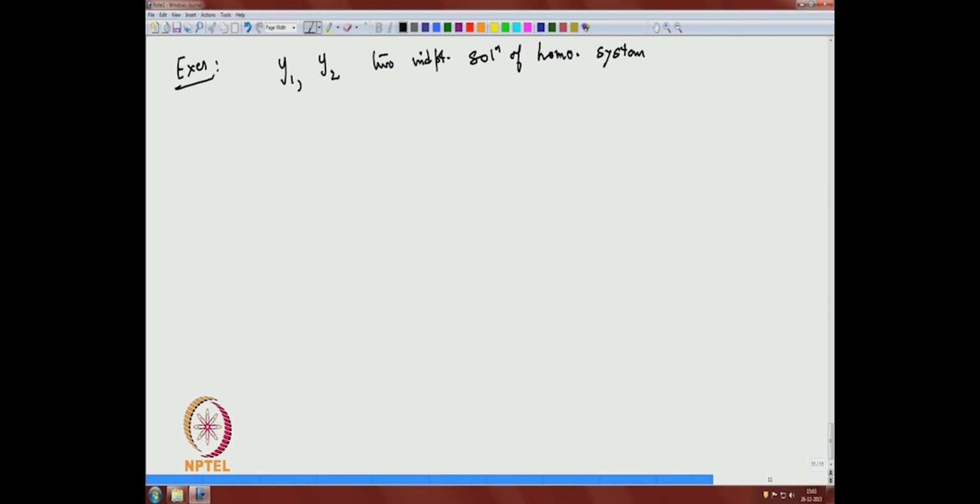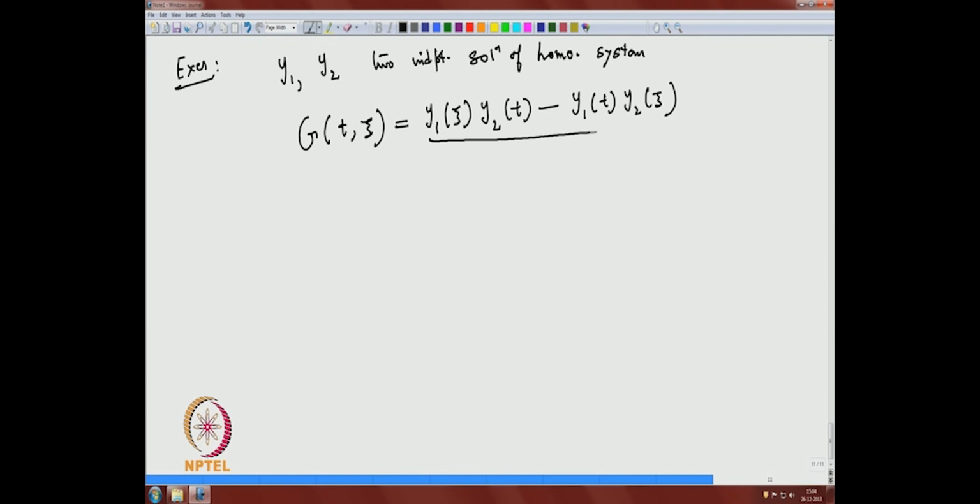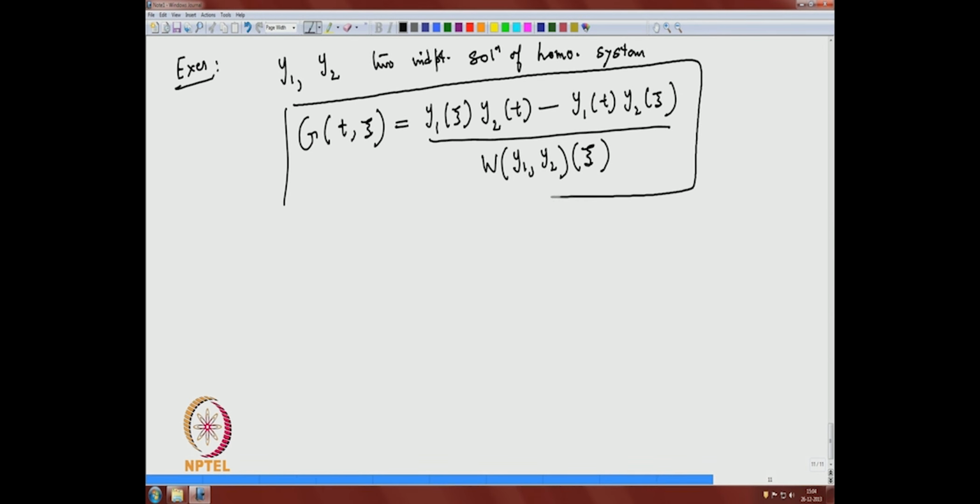If y1 and y2 are homogeneous solutions, then you can compute g(t, psi) to be nothing but y1(psi) y2(t), careful with psi and t, minus y1(t) y2(psi), divided by W. You calculate the Wronskian of the two and evaluate it at psi. That is something you have to do. So, you have a nice representation of solutions.